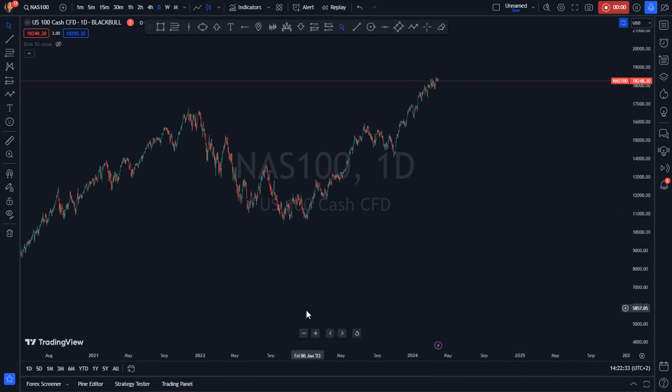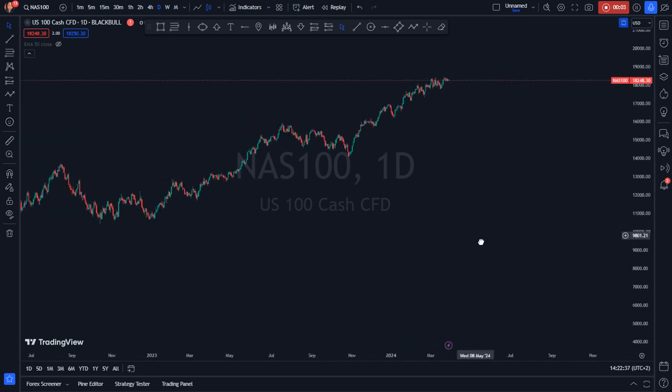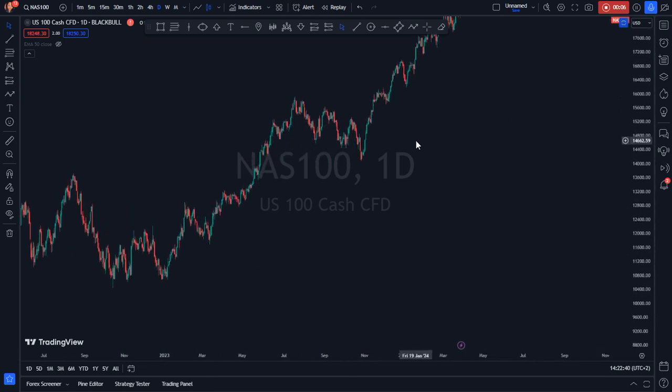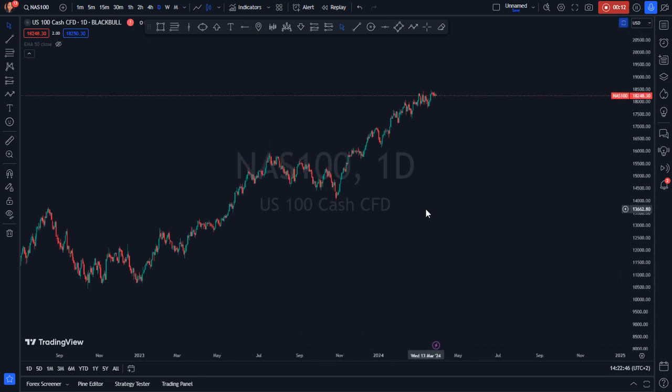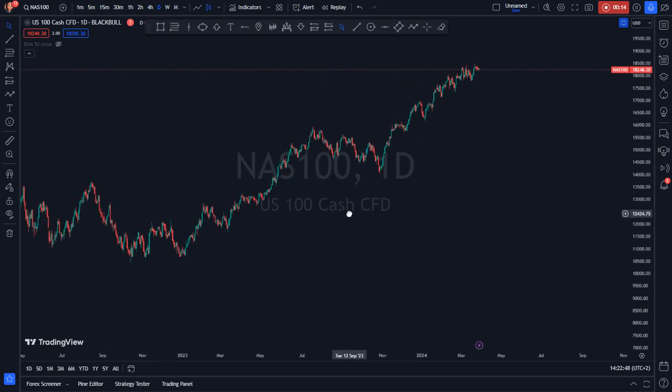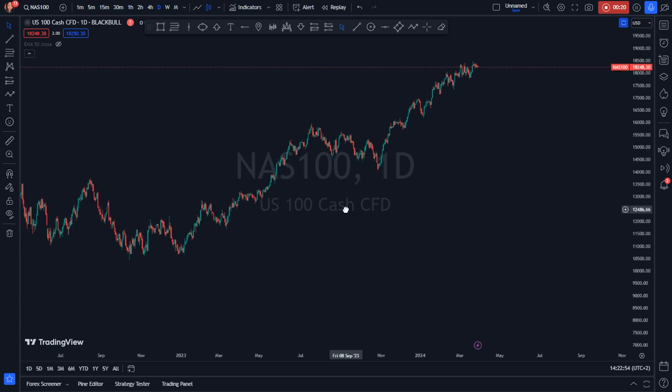Okay, guys, today we're going to be analyzing the Nasdaq, the Nas 100. You're going to be studying it from a daily time frame. I've analyzed the Nasdaq several times, almost every day when people ask me to analyze it, so I know it by heart now. I'm just doing it for those guys who have never seen me analyzing it.